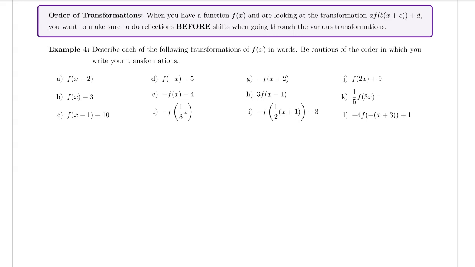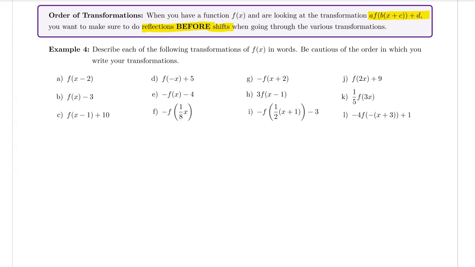So let's talk about the order in which we perform transformations. When you have a function f of x and are looking at the transformation, this is important because it should look like a times f of b times x plus c, and then plus d. You want to make sure to do the reflections before shifts when going through the various transformations.